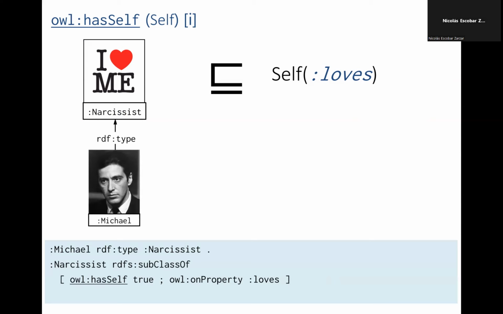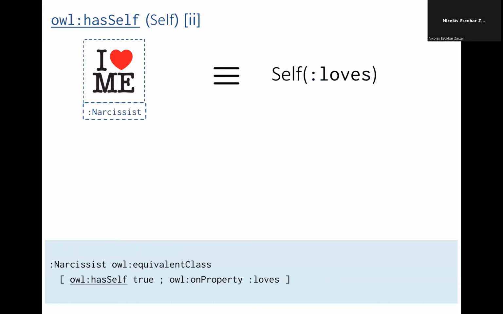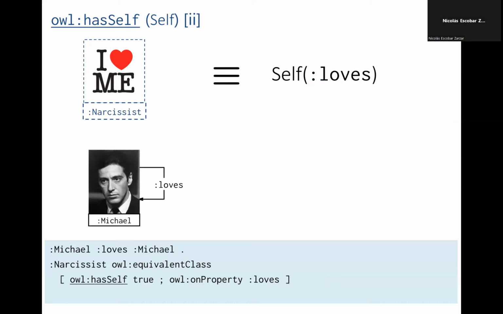Michael loves himself. If we define this as equivalence and we define that Michael loves himself, what could we infer? Michael is a narcissist. It's a very strong political claim that everybody who loves themselves is a narcissist. I don't mean if you love yourself, I'm not calling you a narcissist.